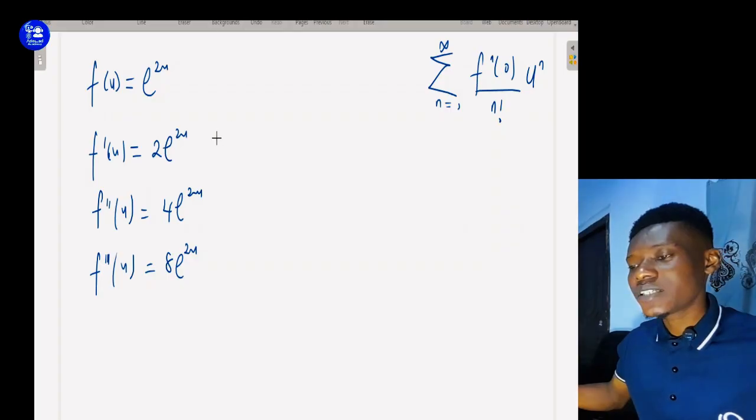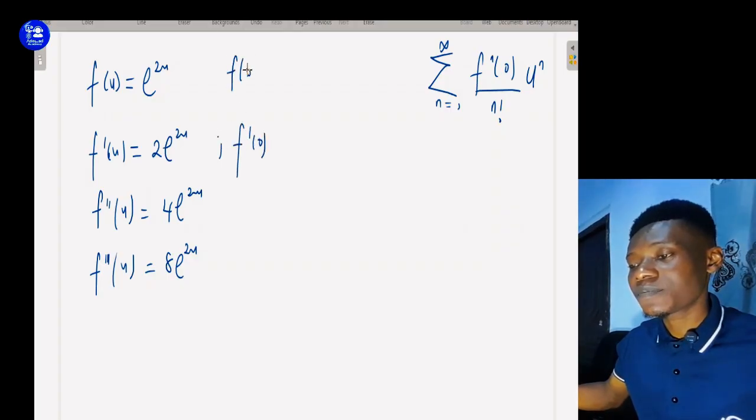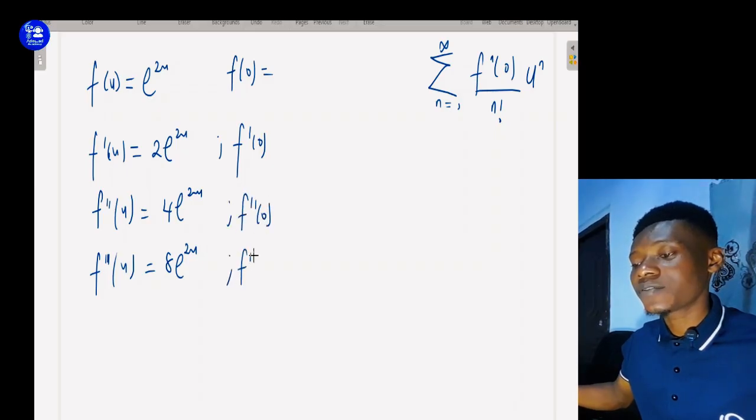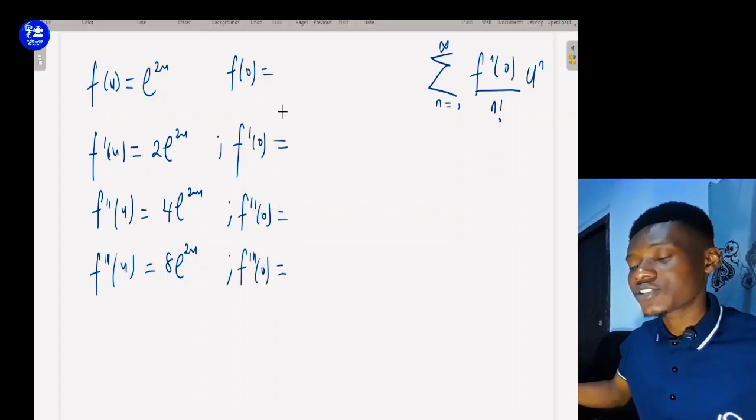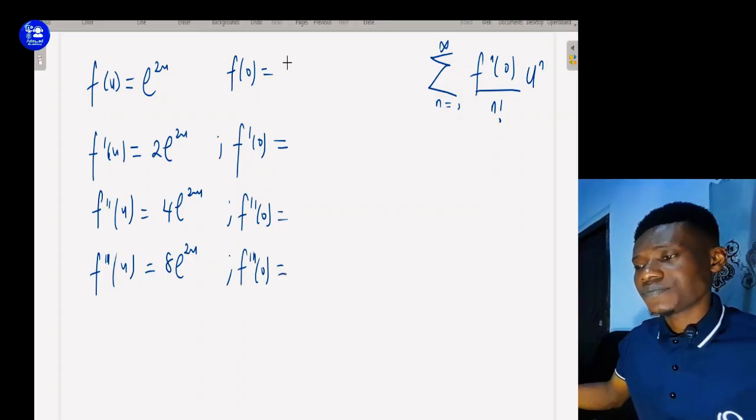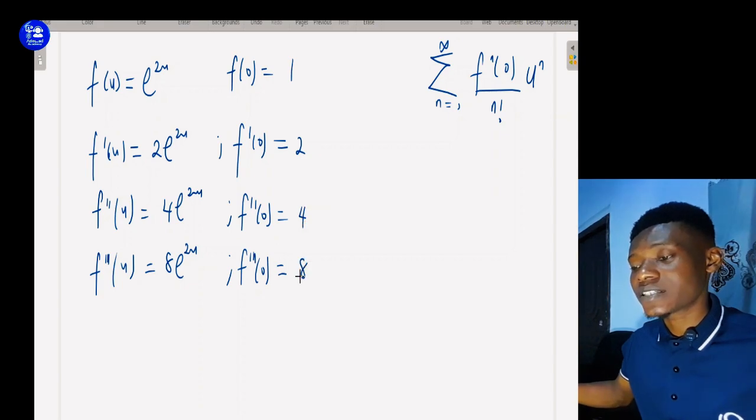Now, what is the value of f prime of 0? What is the value of f of 0? What is the value of f prime prime of 0? And what is the value of f prime prime prime of 0? So when you slot in 0 in each of these, this gives you 1, this gives you 2, this gives you 4, and this gives you 8.